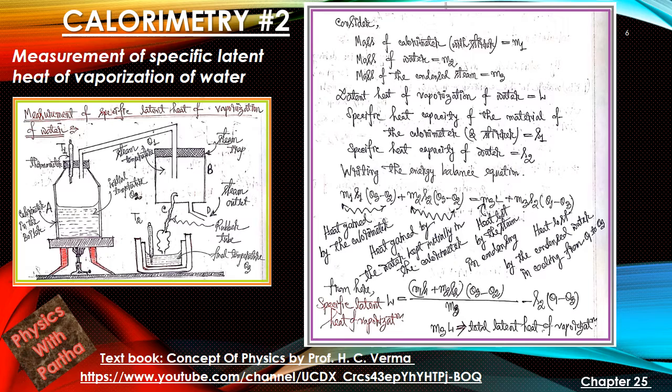Now writing the energy balance equation as we did in our previous cases. Heat gained by the calorimeter and heat gained by the water kept initially in the calorimeter is equal to heat lost by the steam in condensing as well as heat lost by the condensed water in cooling from theta 1 to theta 3. So from here we can calculate the specific latent heat of vaporization L as given in this formula, where total latent heat is given as m3 into L.